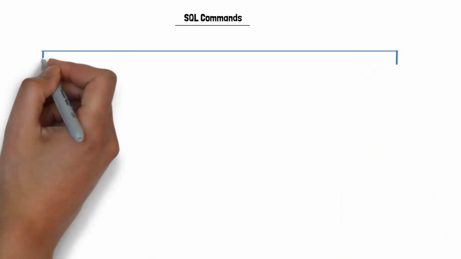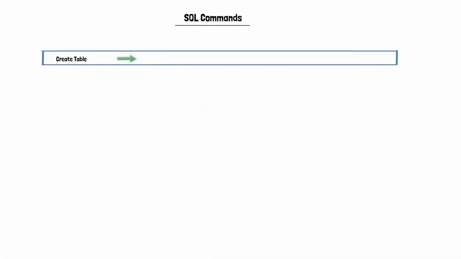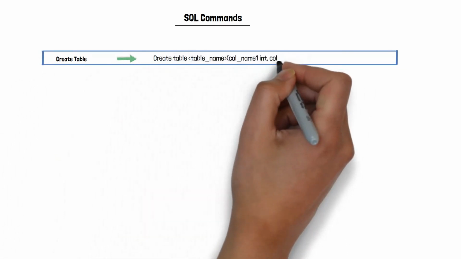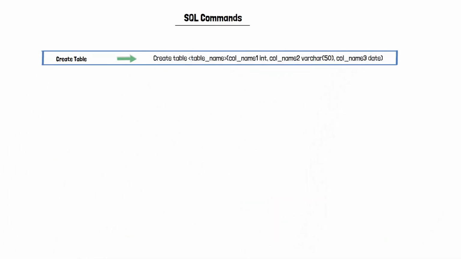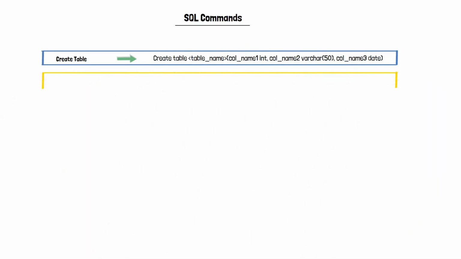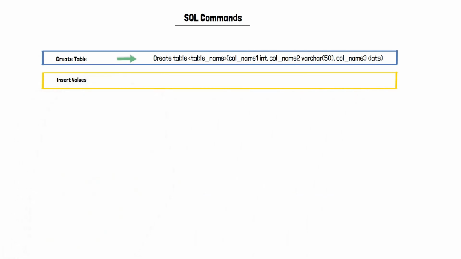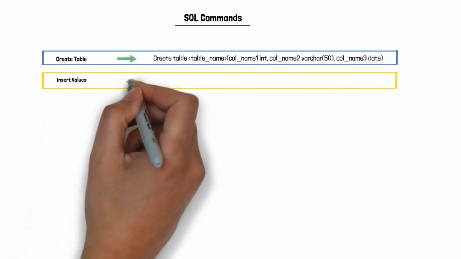Okay. So next topic is creating a table. So the command for creating a table is create table and table name, and then in the parenthesis you need to define the column names along with the data types of each.